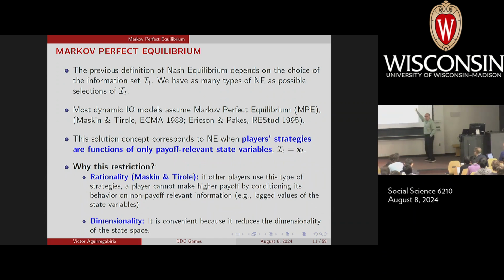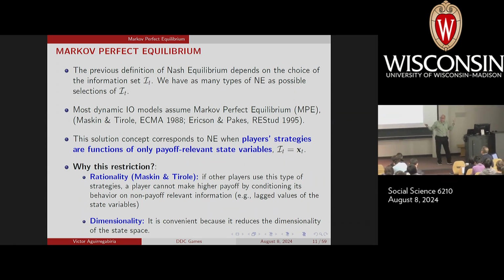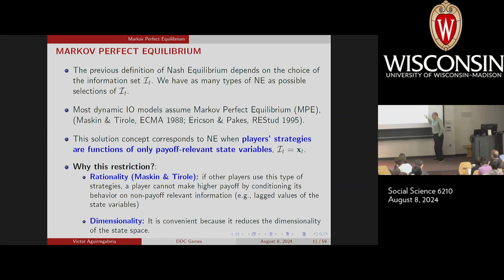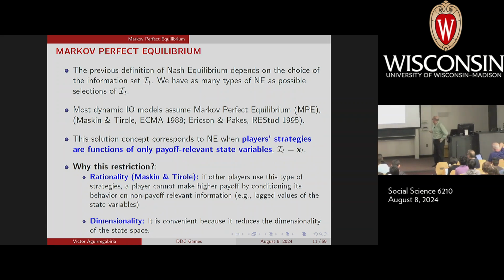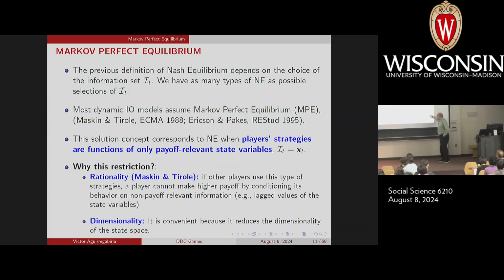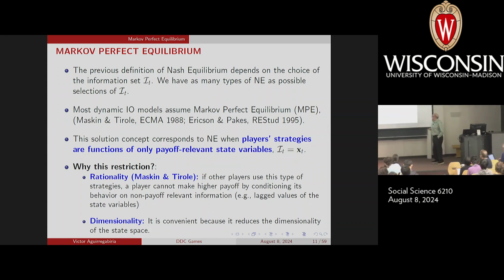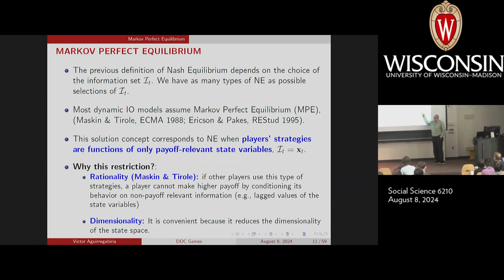This, of course, reduces very substantially the dimension of the state space, the dimension of our value functions and our strategy functions, and is very convenient. And that's one of the, if not the main reason. Of course, it also reduces the number of equilibria that we can have in dynamic games. Reducing the dimensionality is one of the main reasons why the literature has considered this equilibrium concept, initially proposed by Maskin and Tirole. This equilibrium concept is not arbitrary.